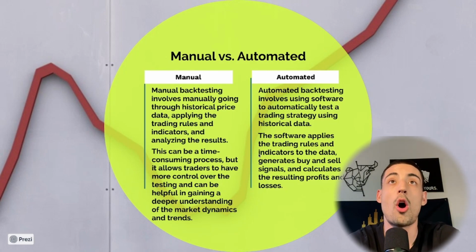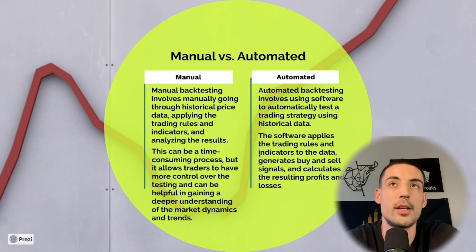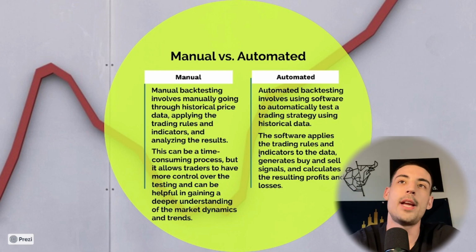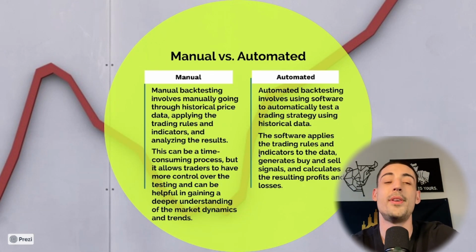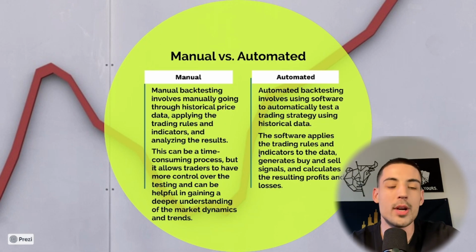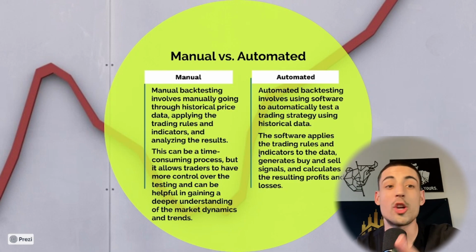So we can see, going into automated: automated backtesting involves using software to automatically test a trading strategy using historical data. The software applies the trading rules and indicators to the data, which generates buy and sell signals and calculates the resulting profits and losses. So it pretty much does everything for you. You basically just tell the automated software what your trading system is, and it does everything else from there.